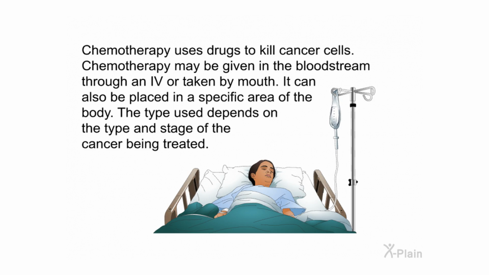Chemotherapy uses drugs to kill cancer cells. Chemotherapy may be given in the bloodstream through an IV or taken by mouth. It can also be placed in a specific area of the body. The type used depends on the type and stage of the cancer being treated.